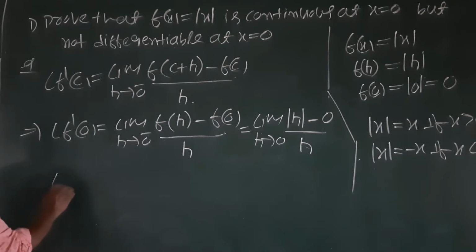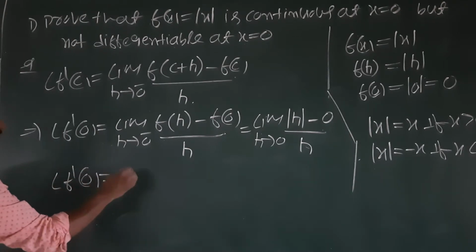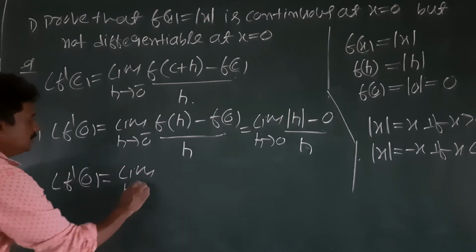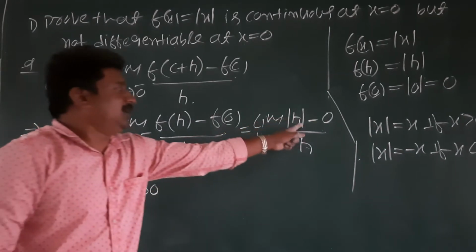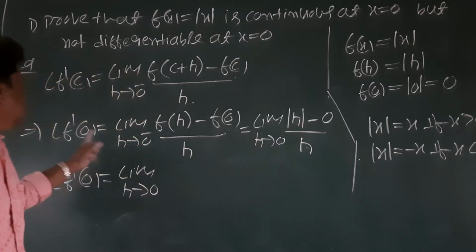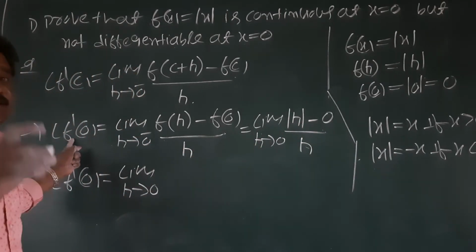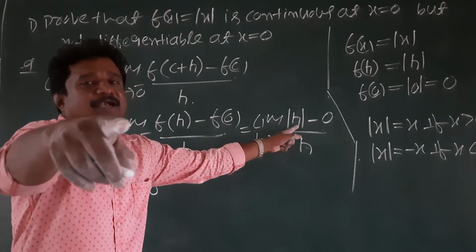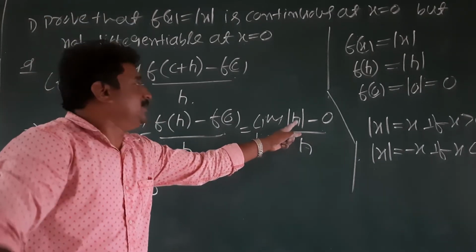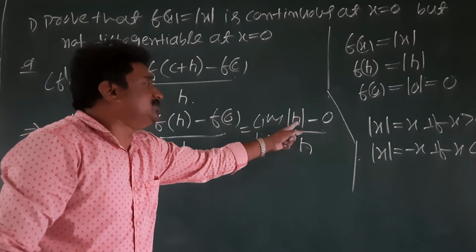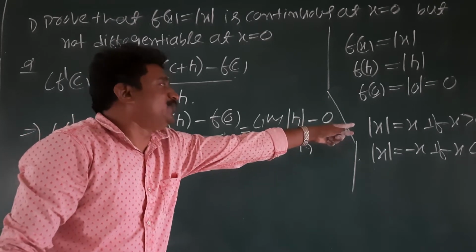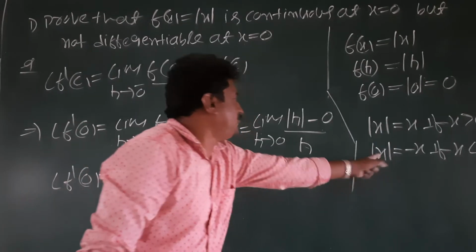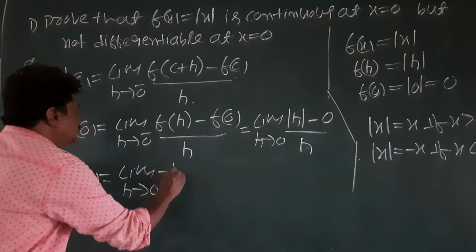Right? L f dash 0, limit h tends to 0, mod h by h. Since it is left hand derivative, in that left hand derivative, h is negative. Just before I explained, for that left hand derivative, h is negative. Since h is negative, according to modulus function definition, mod h should be minus h. You use this definition. So that is minus h.